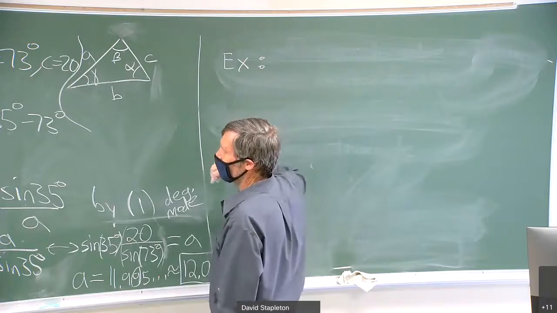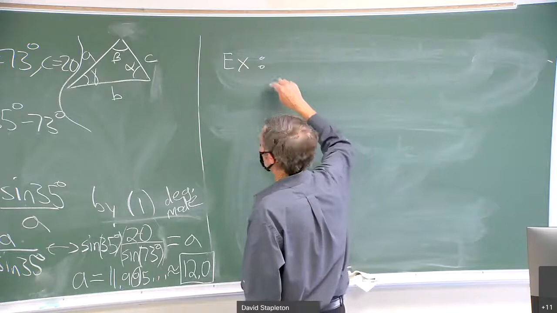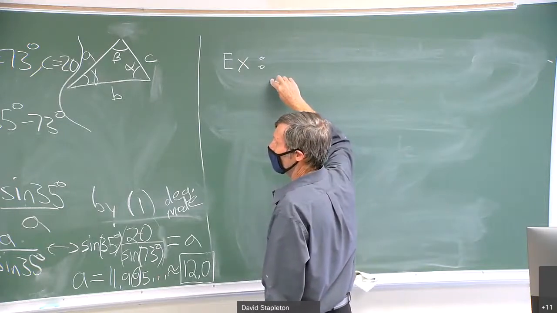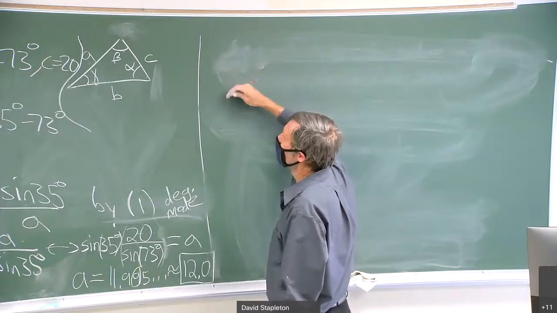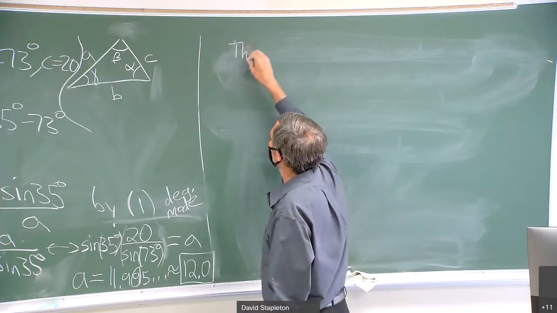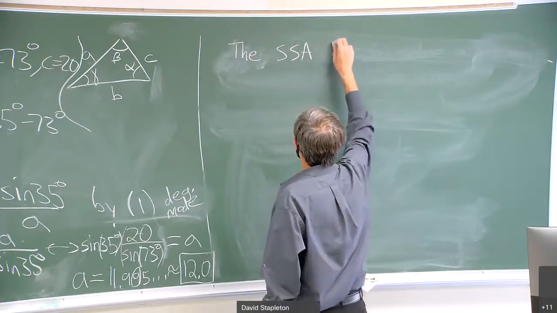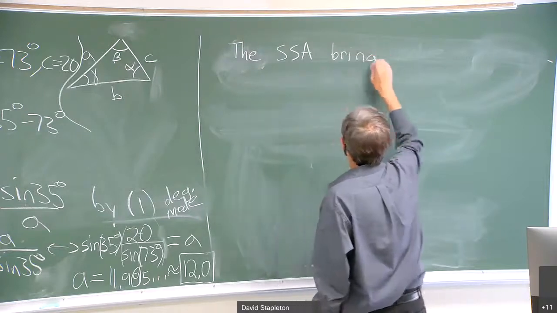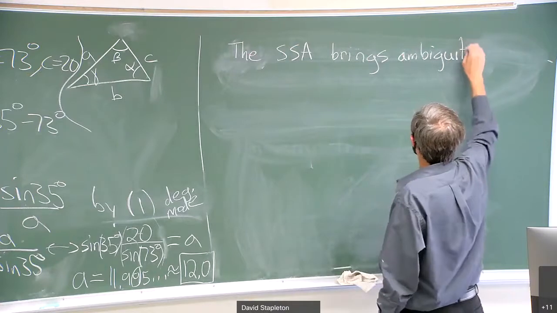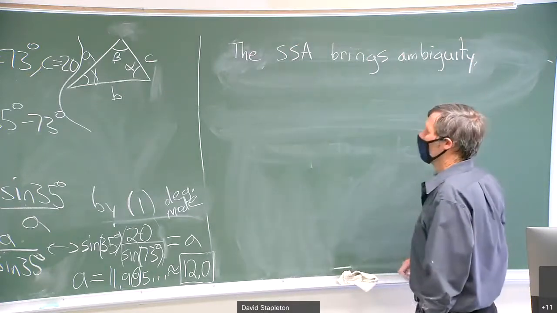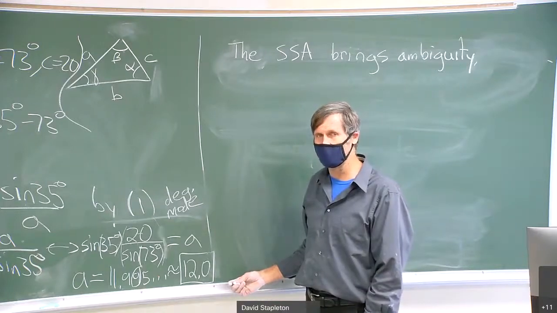Suppose I am given, actually, let me outline it first. The case side, side, angle has this unfortunate thing that it brings ambiguity. There are 3 different cases that can happen if you're given side, side, angle data.